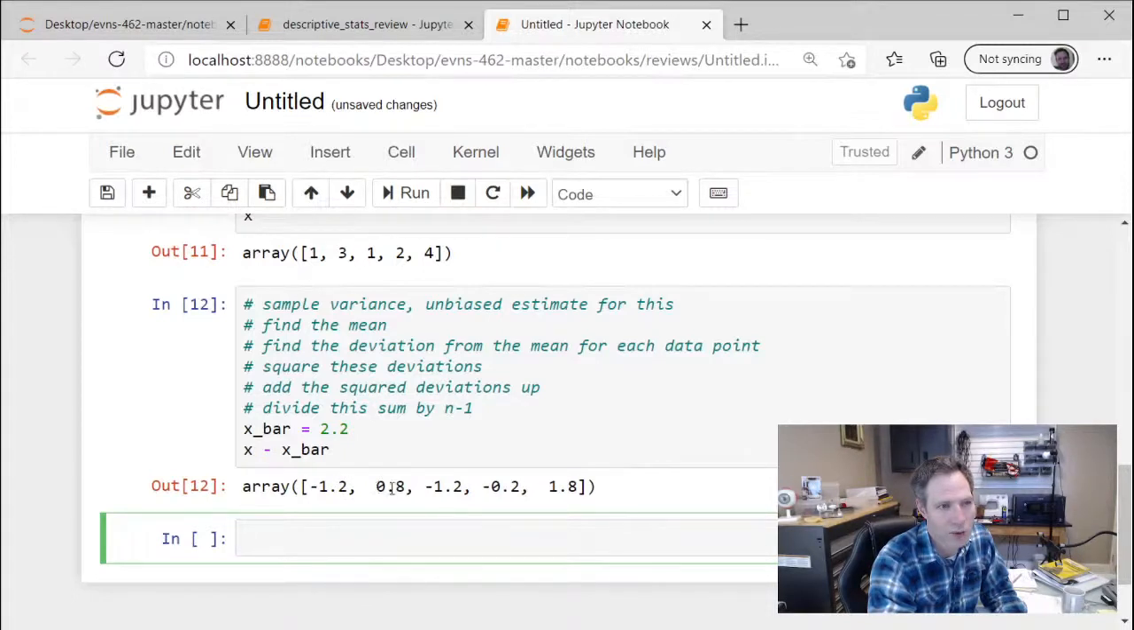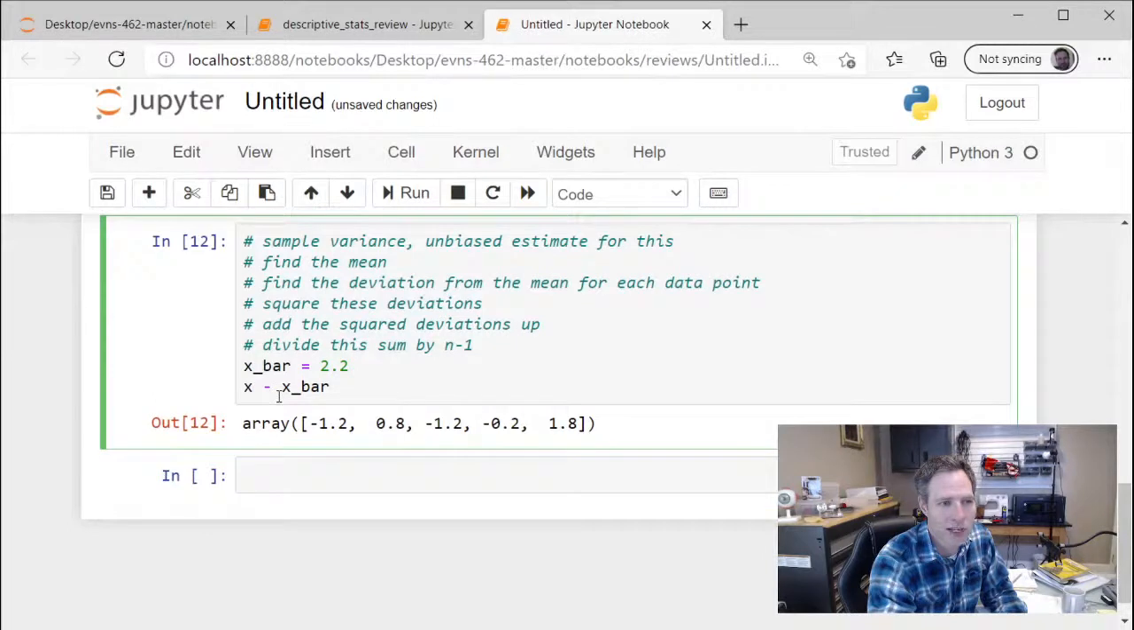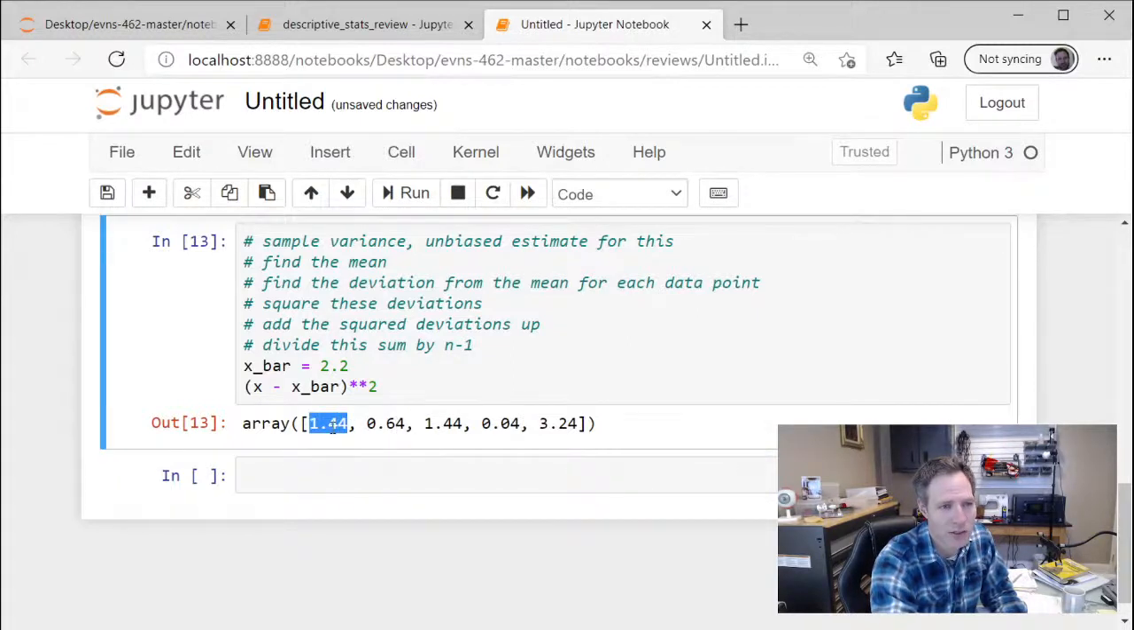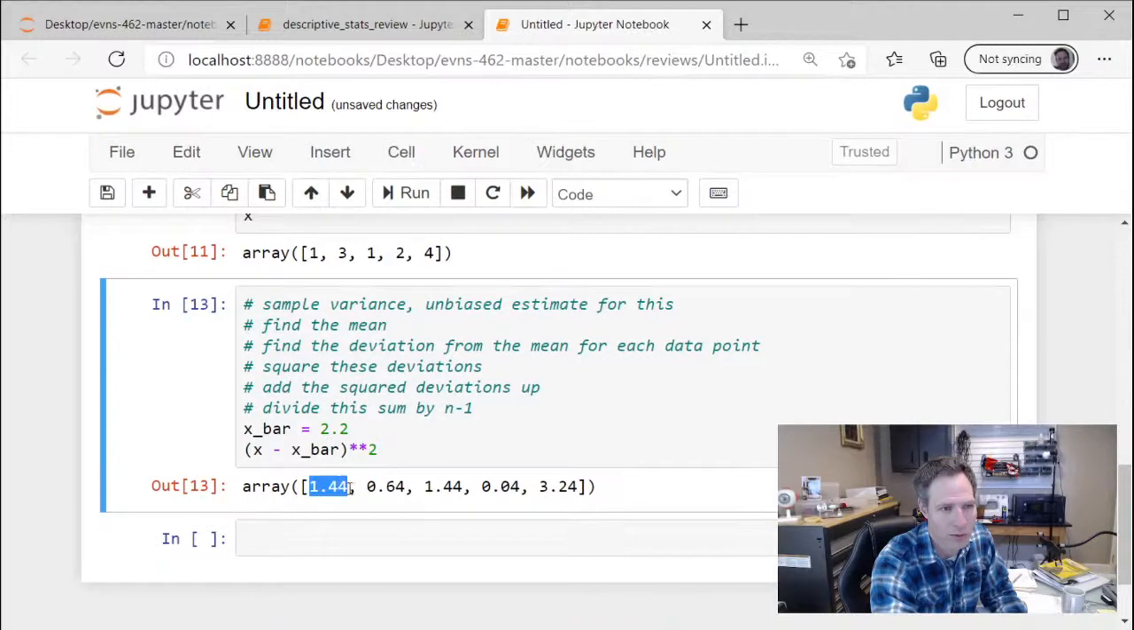3 minus 2.2 is 0.8, etc. What's the next step? Square these deviations. So in Python, squaring something uses the multiplication sign, but twice, like this, followed by 2. So that double multiplication means square what's in there. So I squared each of those deviations, and the first squared deviation is 1.4, etc.